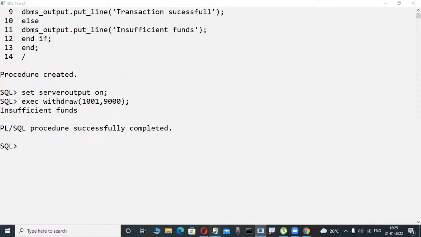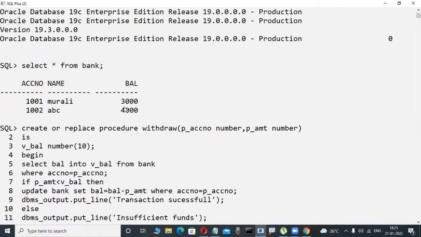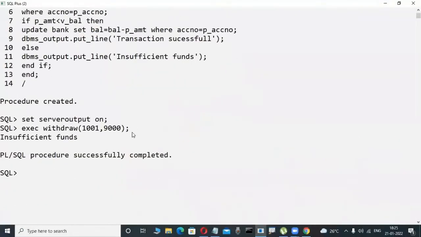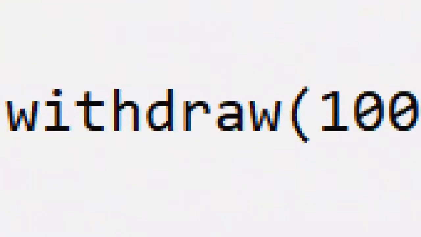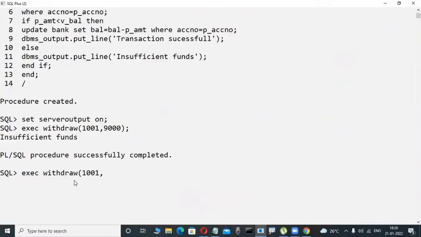Yes. Suppose now check it out, another case. OTP validation, all those things, same thing. For example, in this case my balance is 3,000. Now I try to withdraw 2,000 rupees. Here, observe, 1001 is my account number. I try to execute withdraw again, the procedure. Now I try to withdraw 2,000 rupees.